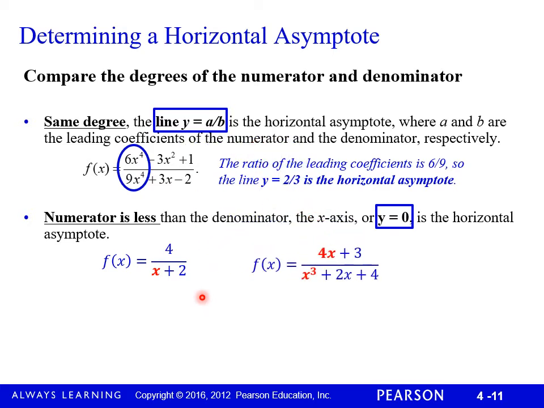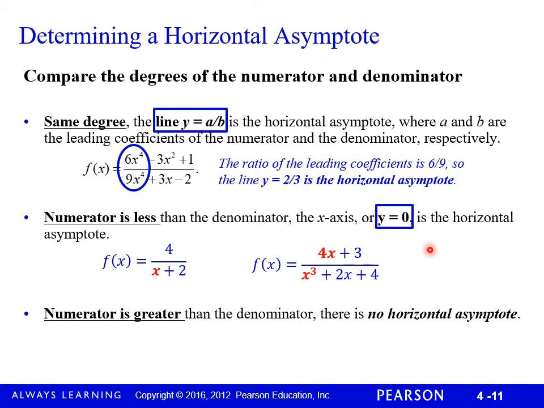Here's another example. We have 4x plus 3 over x cubed plus 2x plus 4. And again, we can see that the degree of the numerator, which is 1, is less than the degree of the denominator, which is 3. So this has the same asymptote, y equals 0. So whenever the degree of the numerator is less than the denominator, the horizontal asymptote is always at 0.